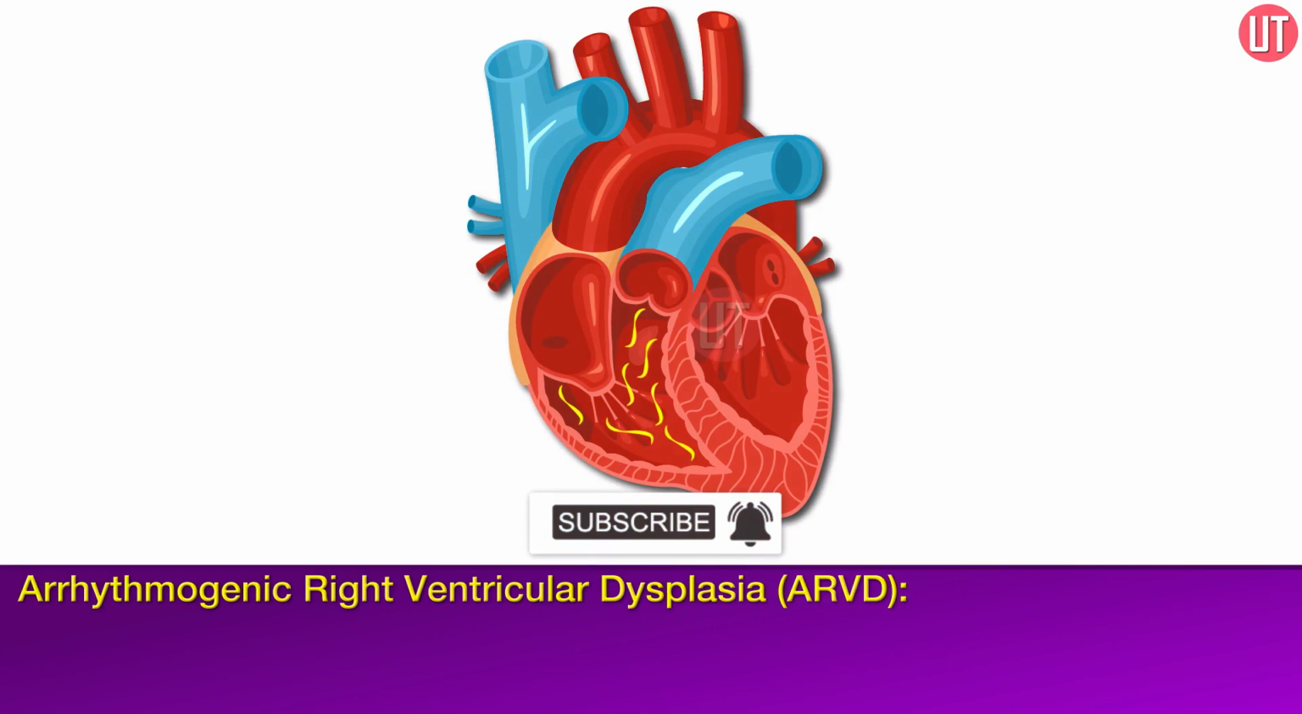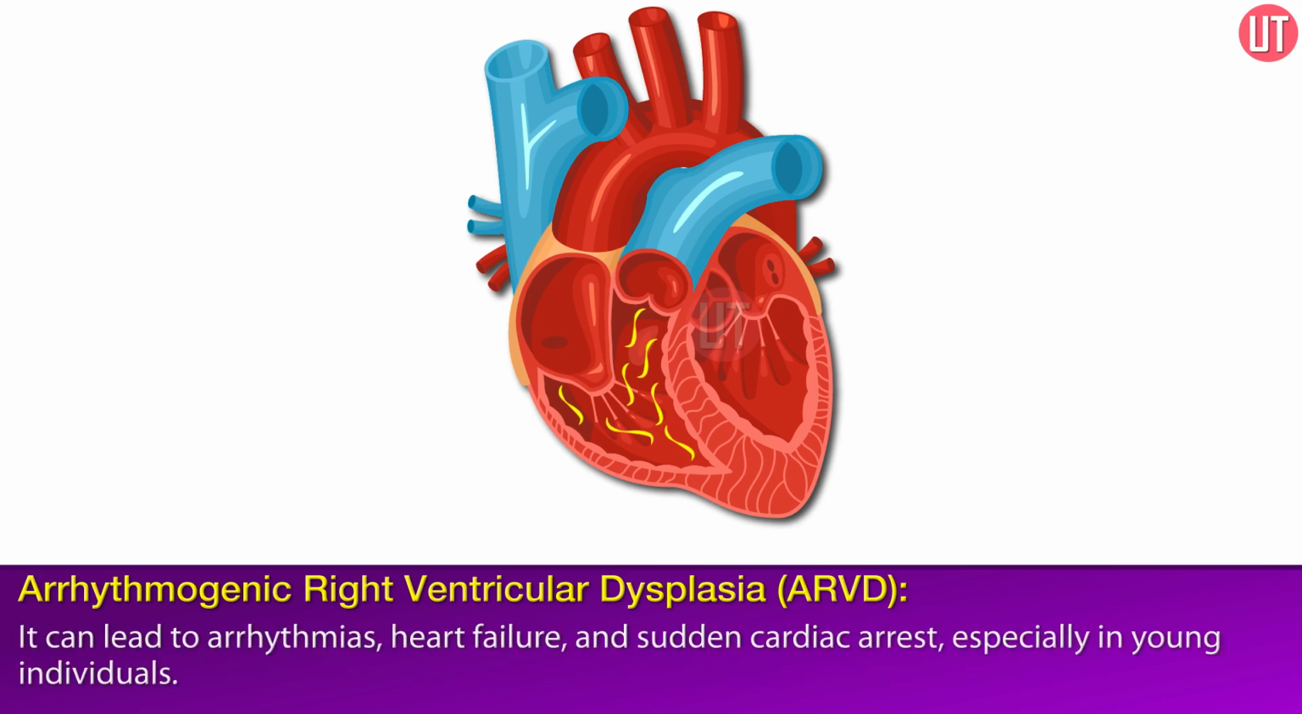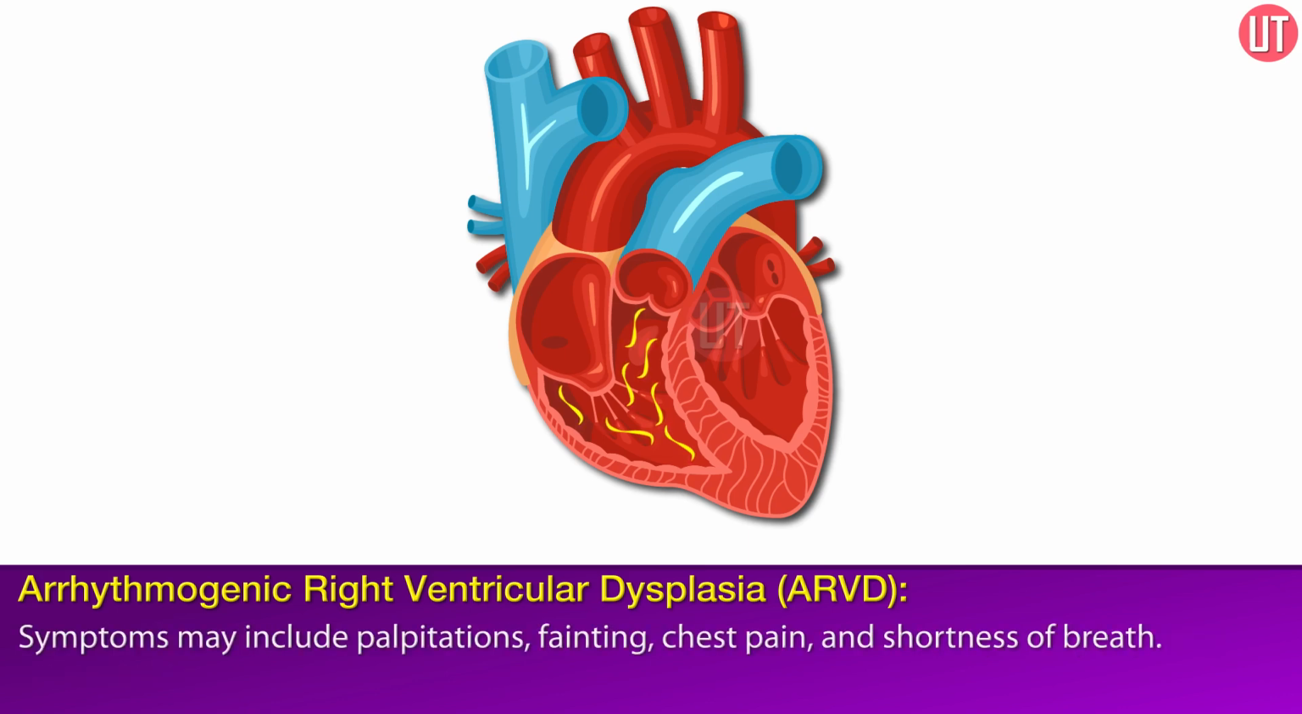Arrhythmogenic right ventricular dysplasia, ARVD. ARVD is a rare inherited condition characterized by abnormal replacement of heart muscle with fatty or fibrous tissue, primarily affecting the right ventricle. It can lead to arrhythmias, heart failure, and sudden cardiac arrest, especially in young individuals. Symptoms may include palpitations, fainting, chest pain, and shortness of breath.